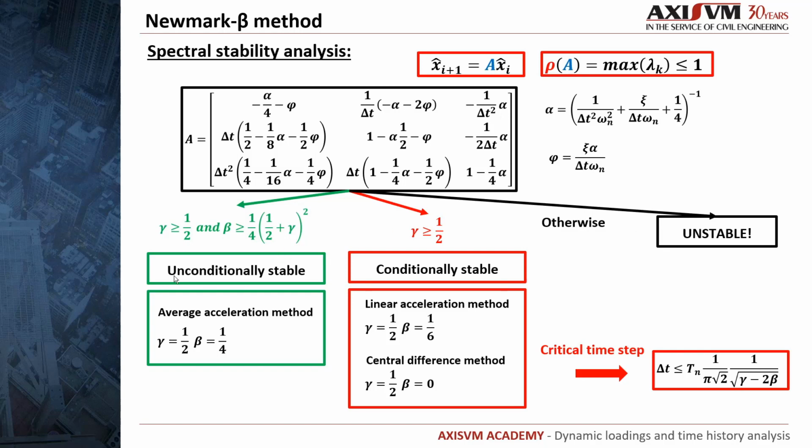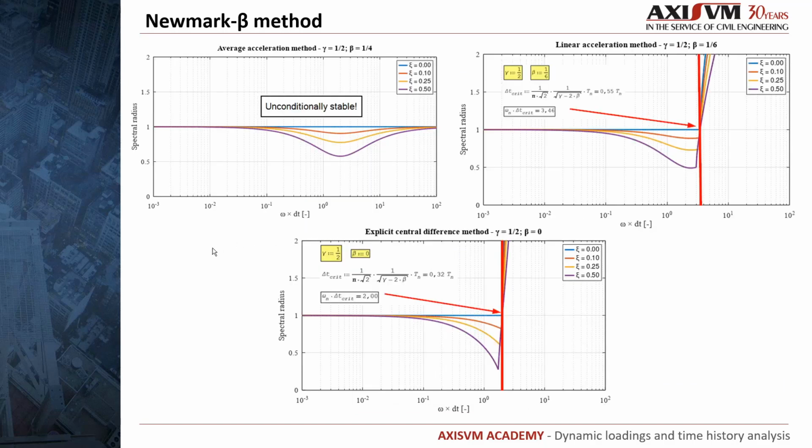Typical parameters for unconditionally stable solutions are gamma 0.5 and beta 0.25, which is the average acceleration method. Two other conditionally stable methods are often used, namely the linear acceleration and the central difference method, which is basically an explicit solution setting beta to 0. Let's analyze these methods in detail. In the following figures, the spectral radius of the propagation matrix is plotted as the function of the damping ratio and the time step related to the natural frequency of the system.